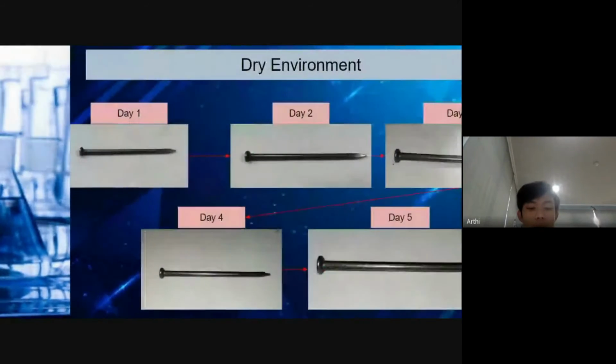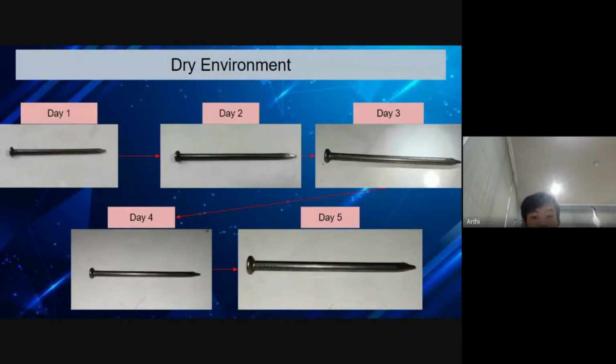Here's our experiments. These 5 pictures are the result of the nail that was placed in the dry climate, which was the plastic container placed in the refrigerator. As you can see, there's no visible iron oxidation happening anywhere throughout the 5 days.